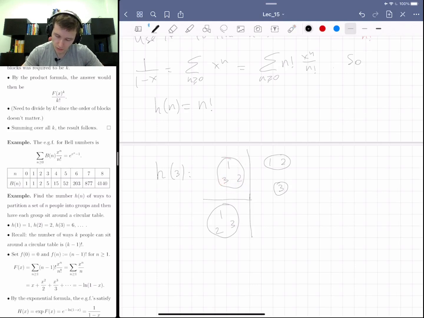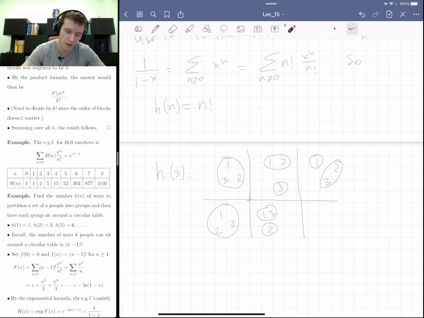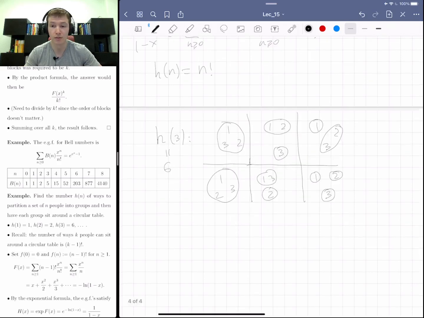Or I can do 1, 2, and 3 as separate tables, or 1 and 2 together with 3 separate. If you have a circular table of just 2 people, it doesn't matter in which order they come. And finally, I can have 1, 2, and 3 all separate. So h of 3 is equal to 6, which is 3 factorial. So as usual, I'm going to ask, can you find a bijective proof?